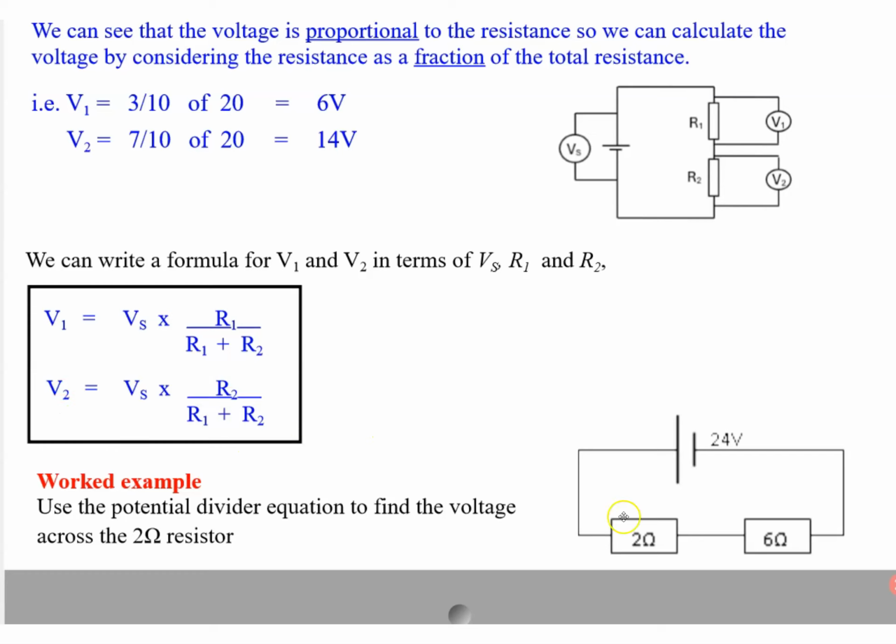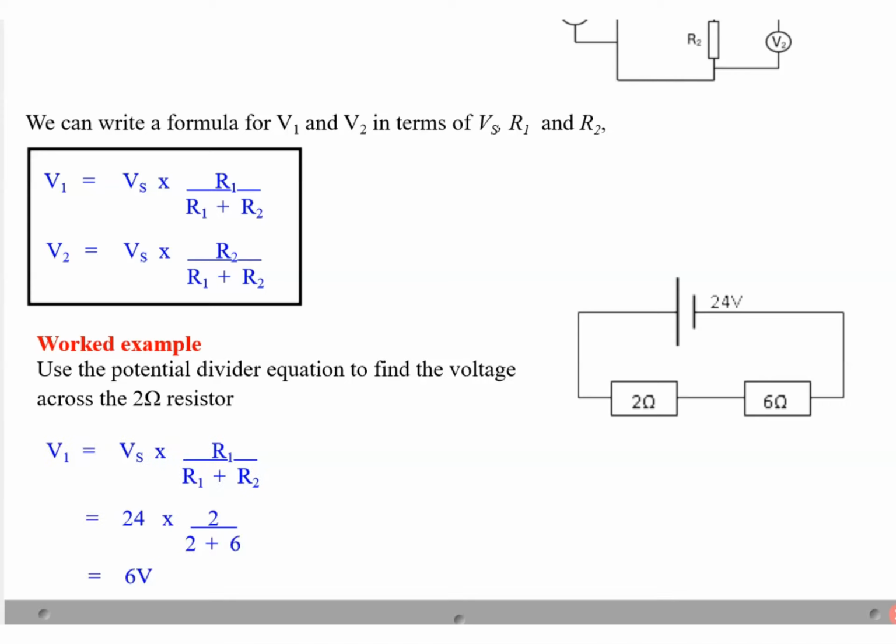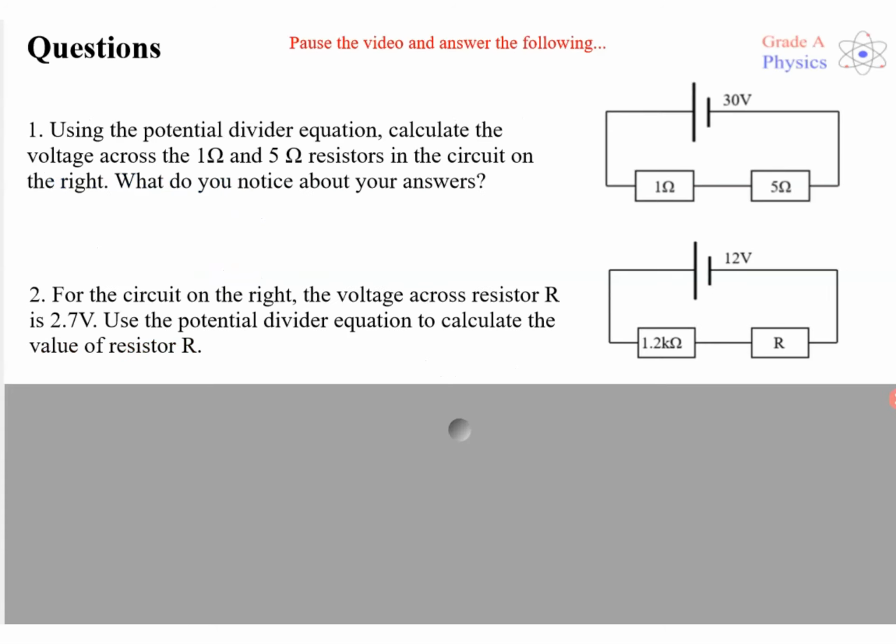We can use this to work out the voltage across the 2 ohm resistor. I'm trying to find V1, so we'll call this R1. Vs is 24, R1 is 2, R1 plus R2, 2 plus 6, is 8. 2 over 8 is a quarter, so a quarter of 24 is 6 volts. We could have found this by working out the total resistance, then the current, and then V equals I times R. What we're actually doing here is combining all those 3 steps into one calculation. You don't have to do it this way, but this is the recommended way of solving problems when we have potential dividers.